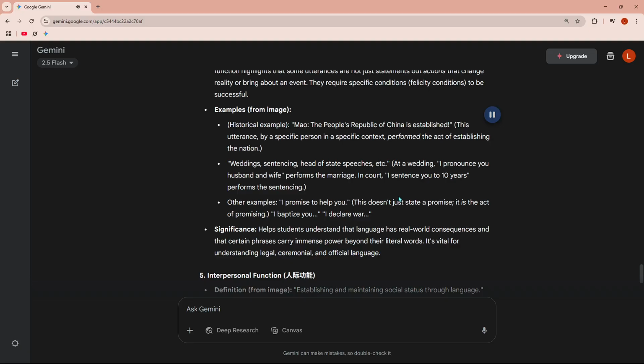Other examples: I promise to help you. This doesn't just state a promise, it is the act of promising. I baptize you. I declare war. Significance: helps students understand that language has real-world consequences and that certain phrases carry immense power beyond their literal words. It's vital for understanding legal, ceremonial, and official language.